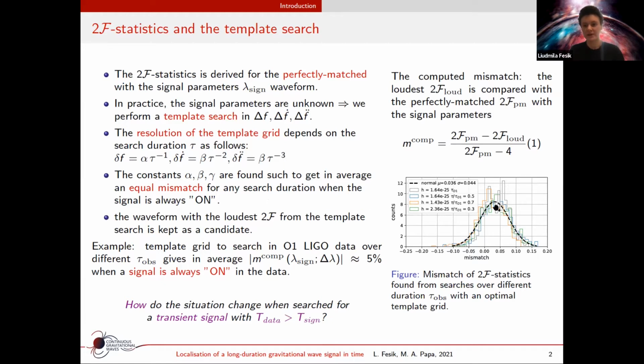For instance, I showed my template grid mismatches for the case when we search in the O1 LIGO run, which is 123 days long. I show the distribution of the mismatches, and if I decrease the duration of the searches, I get approximately the same distribution of the mismatches, as expected if I set up the template grid correctly. So in this example, the mean value of the mismatch is about 5%.